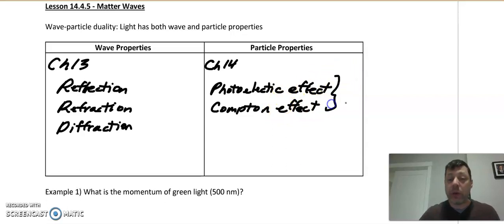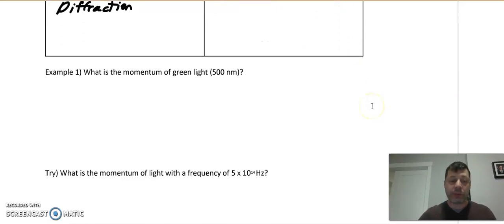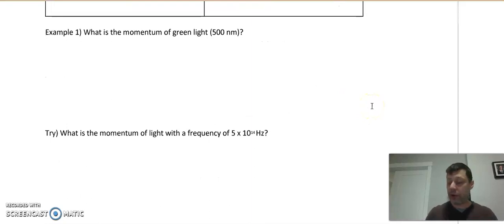Now, we started off chapter 14 by taking a look at this little h here, Planck's constant, and both of these are so essential to the idea of Planck's constant, which is why we started with that. So let's take a look at our first example here. What is the momentum of green light? Well, we've seen this formula before. P is equal to h over wavelength, right?